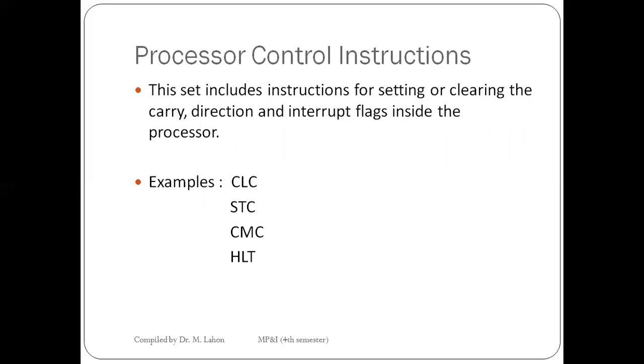There are some processor control instructions. They are used for setting or clearing the flags inside the processor. So these are some, like CLC for clearing the carry flag. This way there are other instructions which are used to clear or set the different flags inside the flag register or processor.